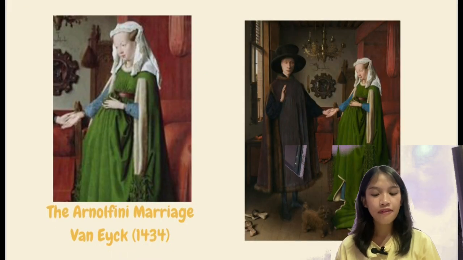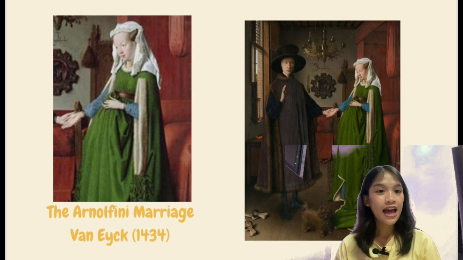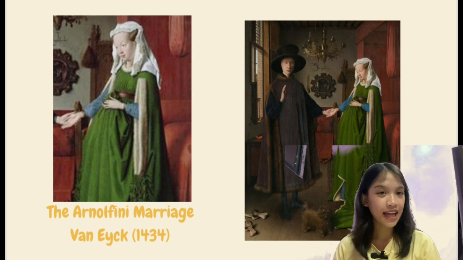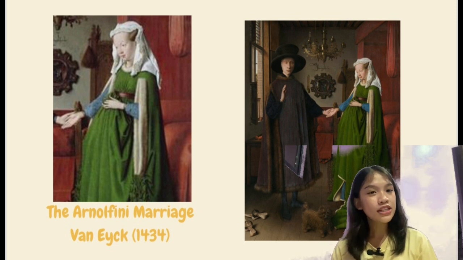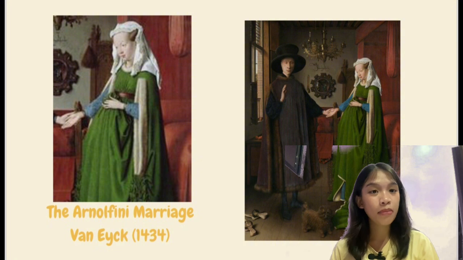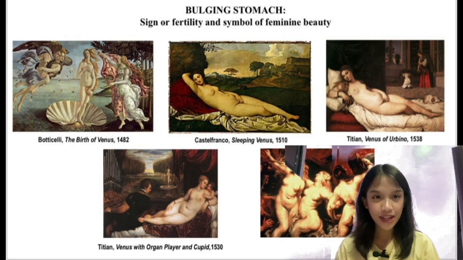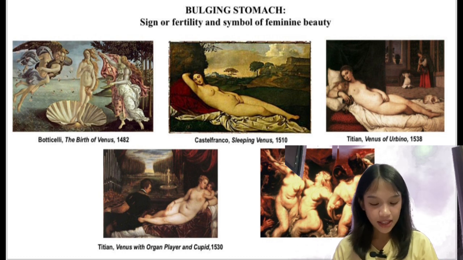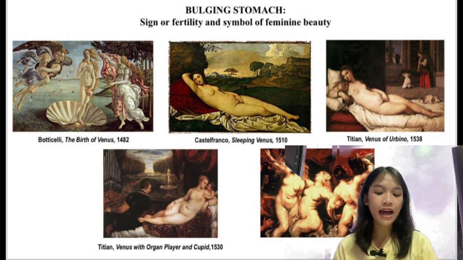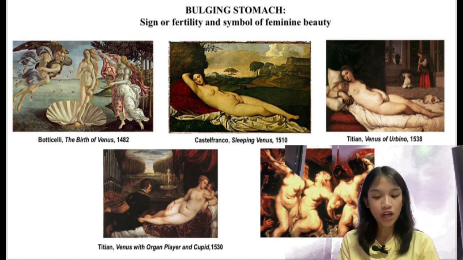And now I will be discussing the artists and masterpieces of functionalism. First off, we have Adam and Eve by Lucas Cranach in 1526, and this style is High Renaissance art. So as you can see in this picture, it shows the bulging stomach of Eve, which indicates fertility and symbolizes feminine beauty. And next painting, we have Go and Multiply by Michelangelo in 1512. And this painting can be seen in the Sistine Chapel.